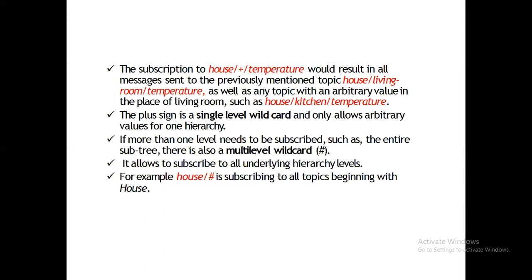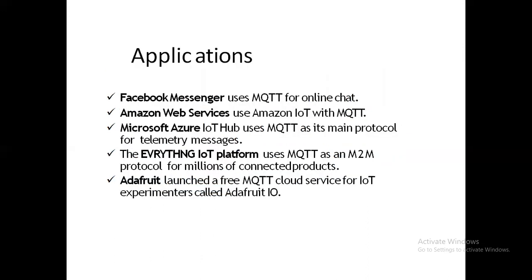The plus sign is a single-level wildcard and only allows arbitrary values for one hierarchy level. If more than one level needs to be subscribed, such as an entire subtree, there is also a multi-level wildcard. These are different examples of MQTT users: Facebook Messenger, Amazon Web Services, Microsoft Azure, Everything IoT platform, and Adafruit.